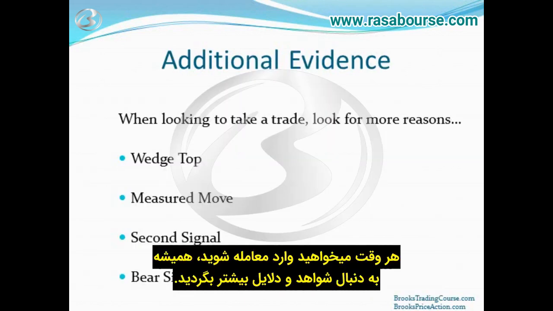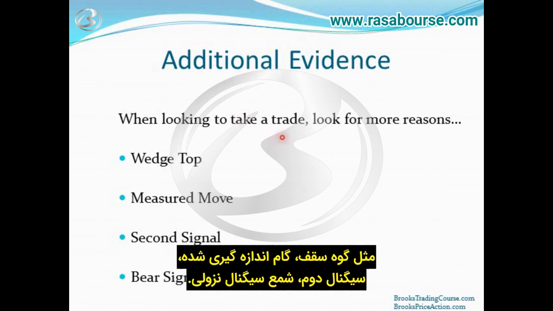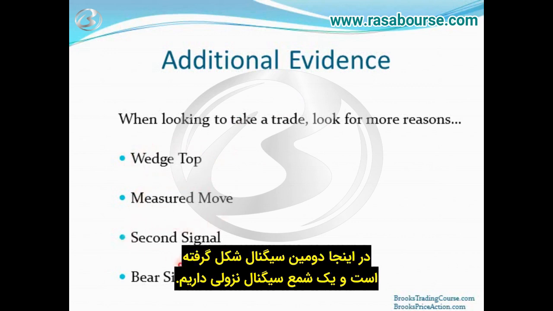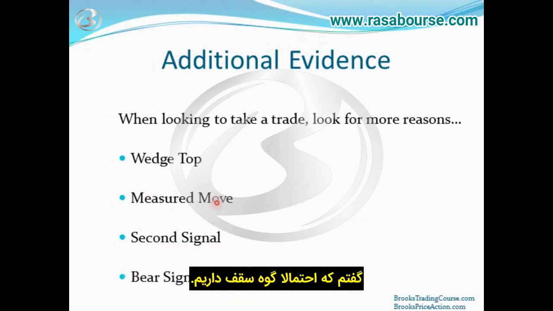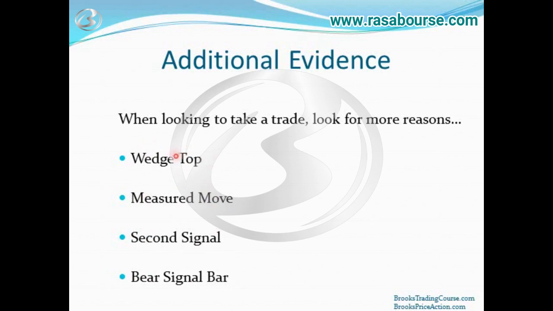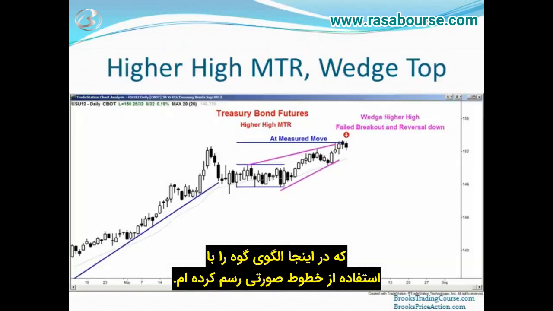Additional evidence: whenever you're looking to take a trade, always look for additional reasons. Like a wedge top, a measured move, a second signal, a bear signal bar. Well, we have a second signal and we have a bear signal bar. But is there also a measured move where we are? Is there also a wedge top? I mentioned that there might be a wedge top. Okay? In fact, you can draw a wedge pattern in here with these pink lines.